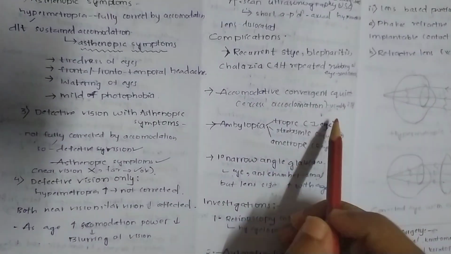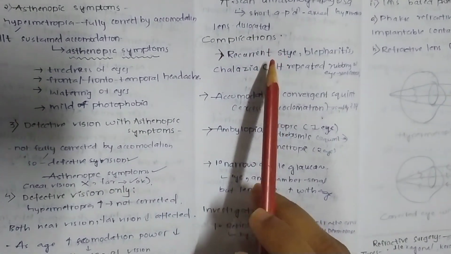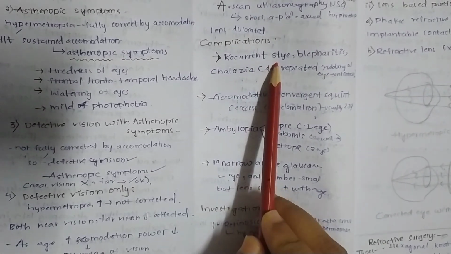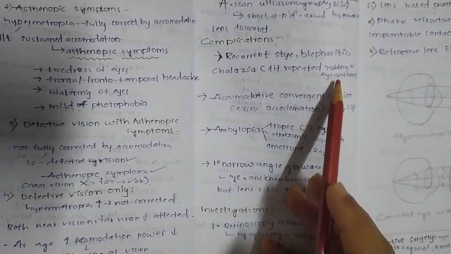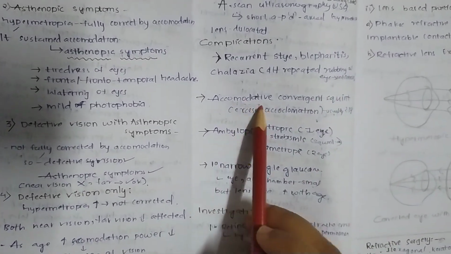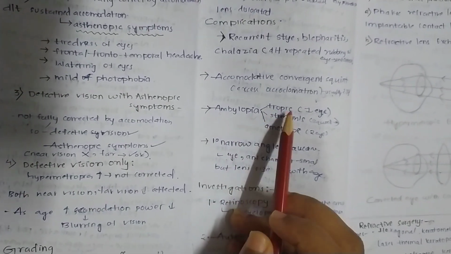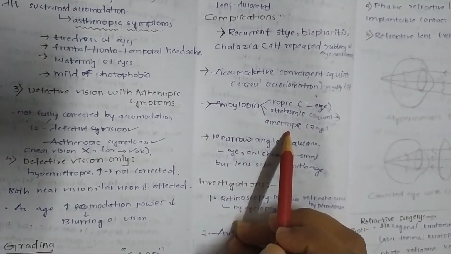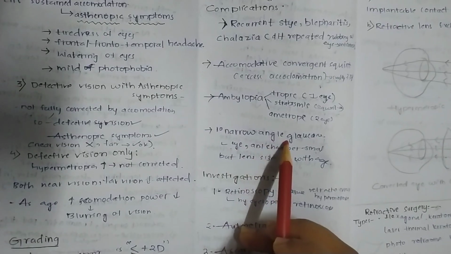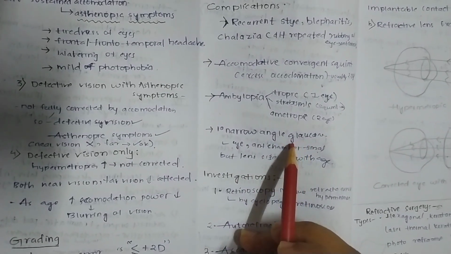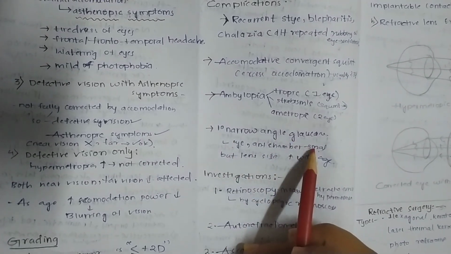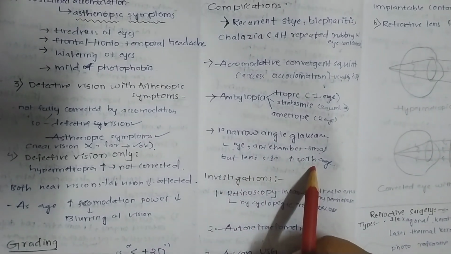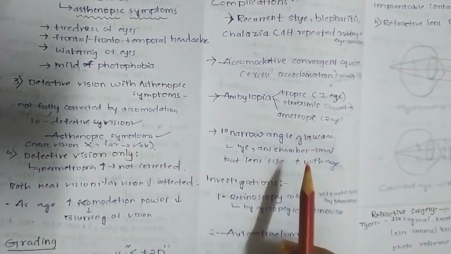So what are the complications of hypermetropia? They can be recurrent stye, blepharitis, and chalazion due to repeated rubbing of the eye. Accommodative convergent squint may occur. Amblyopia can occur, which may be strabismic or ametropic. Primary narrow angle glaucoma can occur. Why does it occur? Because the eye and anterior chamber are small in these people, but the lens grows in size with age. Due to this, narrow angle glaucoma can occur.